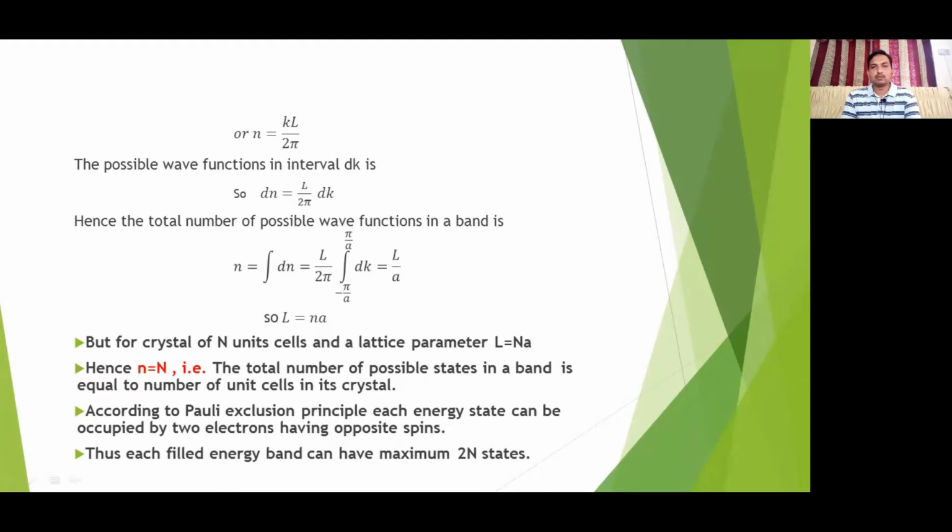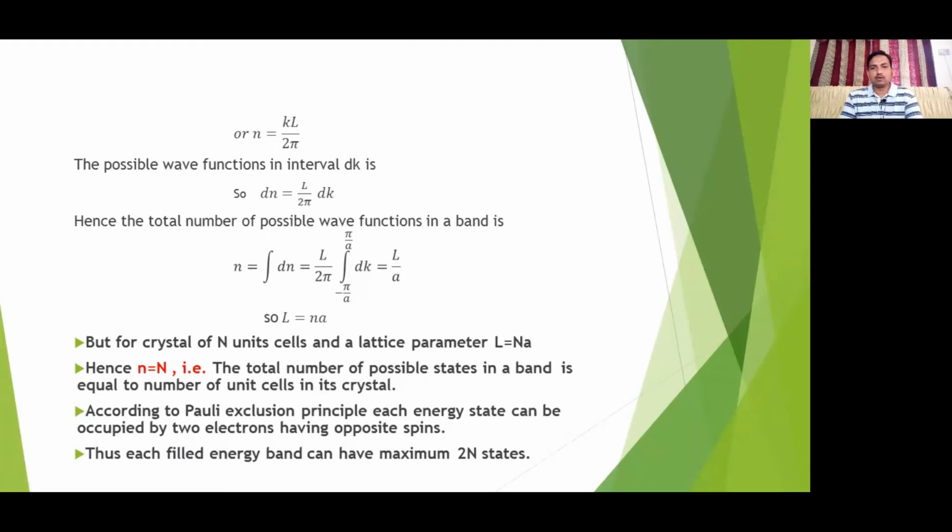So n is equal to the integral of dn. Put the value of dn from the above equation and you get L over 2 pi. Apply the conditions of the first Brillouin zone, minus pi over a to pi over a, because the first discontinuity occurs at the boundary of the first Brillouin zone, and integrate over dk. Simply integrate it and put in the values. You get L over a as the answer. So n is equal to L over a, so L is equal to n a.